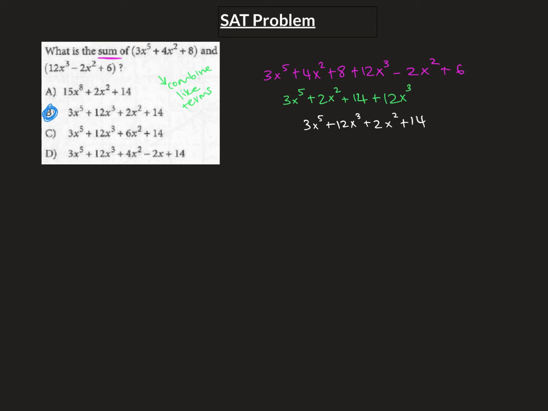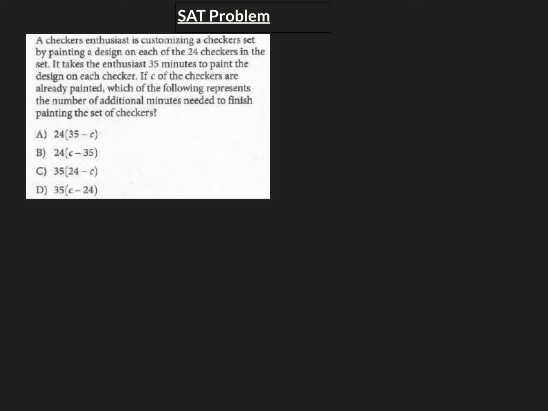So now moving on to the third one. Our question is, a checkers enthusiast is customizing a checkers set by painting a design on each of the 24 checkers in the set. It takes the enthusiast 35 minutes to paint the design on each checker. If C of the checkers are already painted, which of the following represents the number of additional minutes needed to finish painting the set of checkers?